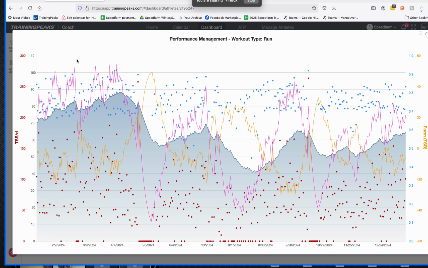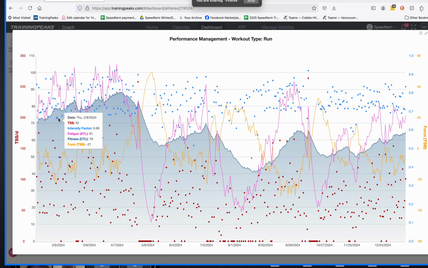And the pink line, the weekly or acute training load, just shows how much stress you've been under in the previous week. And then, as I mentioned on the workout screen, if your acute training load is higher than what you've been used to, your chronic load, you're going to be below 0 for freshness or form. Does that make sense?